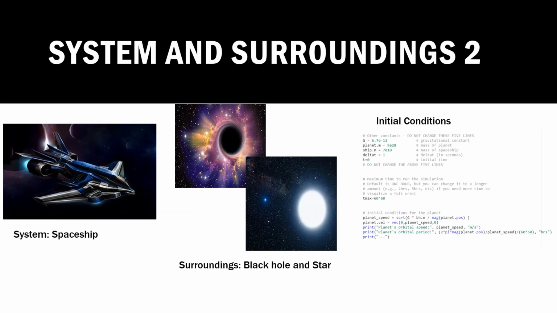The system for the second part of this experiment is the spaceship, and the surroundings are both the black hole and the star. Along with this, we will use our mass of the black hole, which we found to be 1.52 times 10 to the 34th. We also have the mass of the planet as 9 times 10 to the 28th, and the mass of the ship as 7 times 10 to the 10th. In order to get the initial conditions for the planet, we have the speed as the square root of G times the mass of the black hole over the magnitude of the planet's position, and our velocity to be the vector of 0 times the planet's speed and 0.